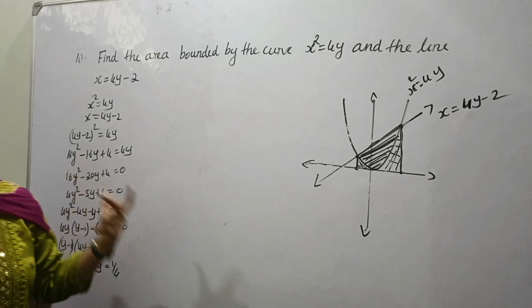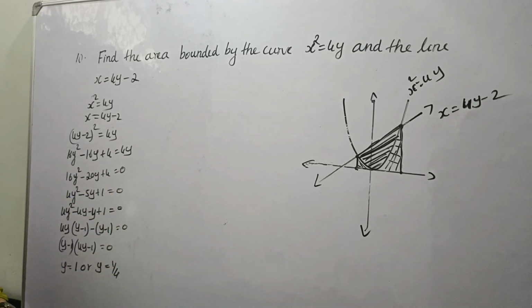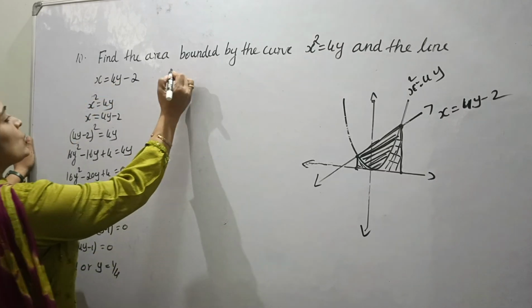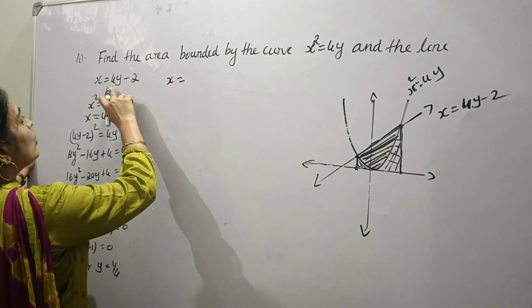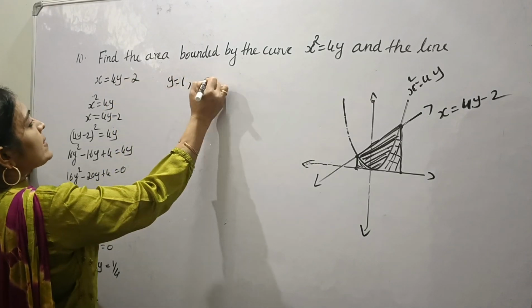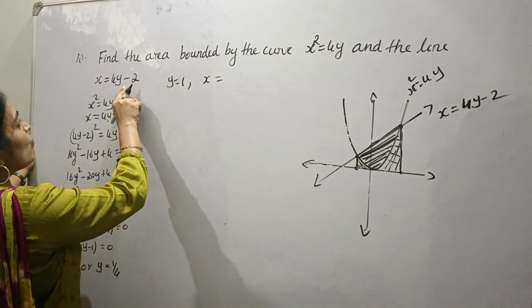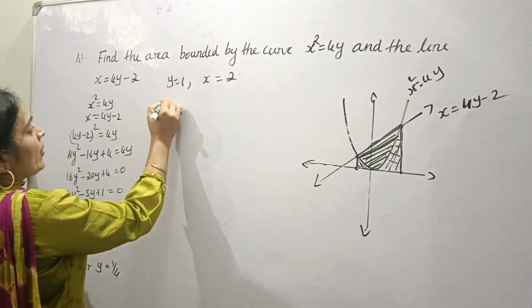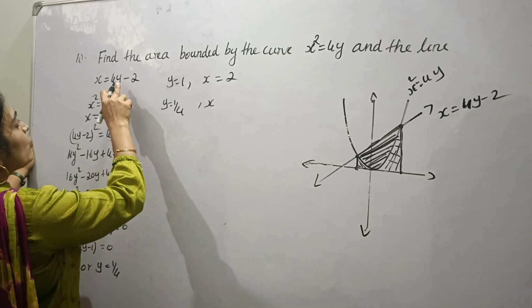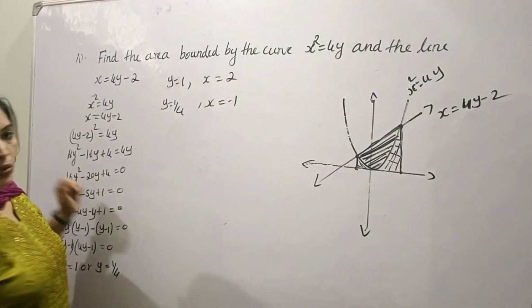Now we have to find the values of x, right? To get the values of x, we substitute y in the equation x is equal to 4y minus 2. When y is equal to 1, x is equal to 4 into 1, 4 minus 2, that is 2. When y is equal to 1 by 4, x is equal to 4 into 1 by 4, 1 minus 2, that is x is equal to minus 1.